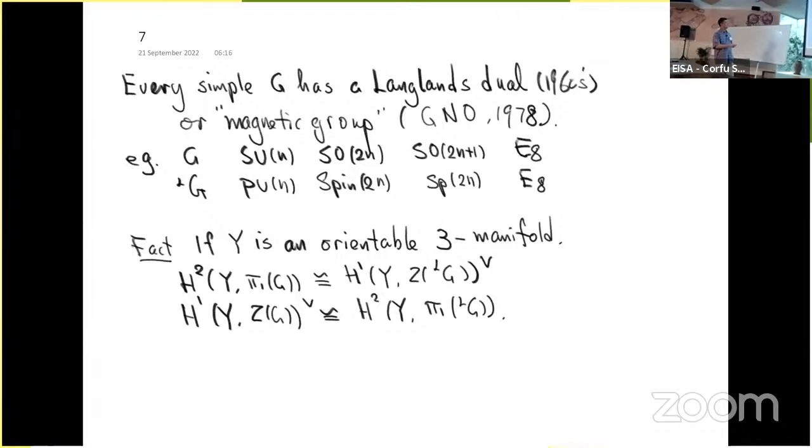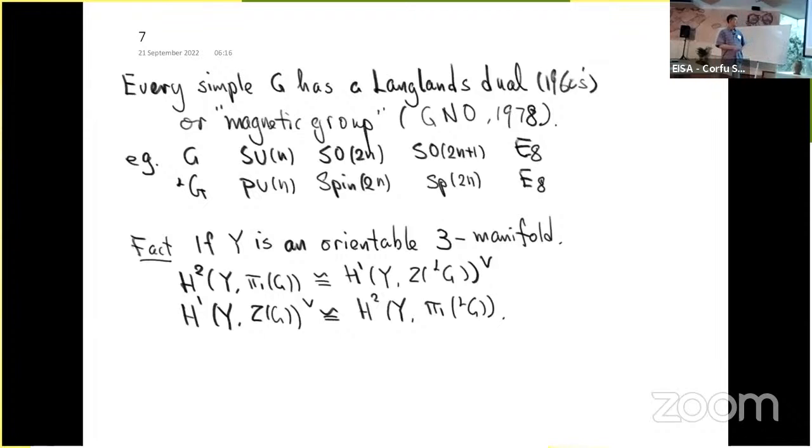For SU(N), the dual is PU(N). For SO(2N), the dual is Spin(2N). So these are the same type in terms of Lie algebra. And also E8, the dual is E8. But for types B and C, they are exchanged. Okay, so these are the examples.